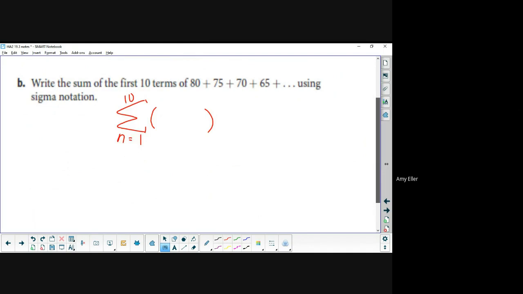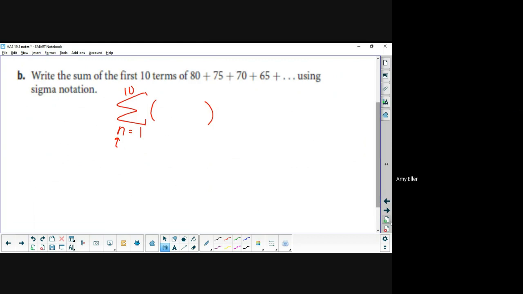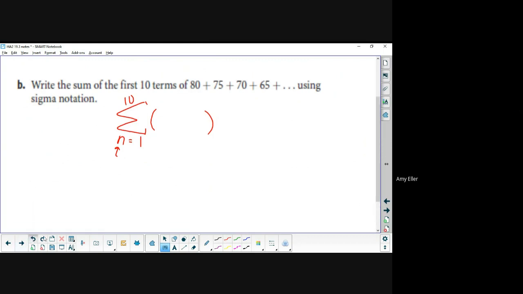All right, hopefully that first part was easy. We're adding up the first 10 terms. So you can pick any letter here for the index, and then you need 1 through 10. For the general rule, this general rule is A sub n. Your formula for A sub n: A sub 1 plus n minus 1 times d.